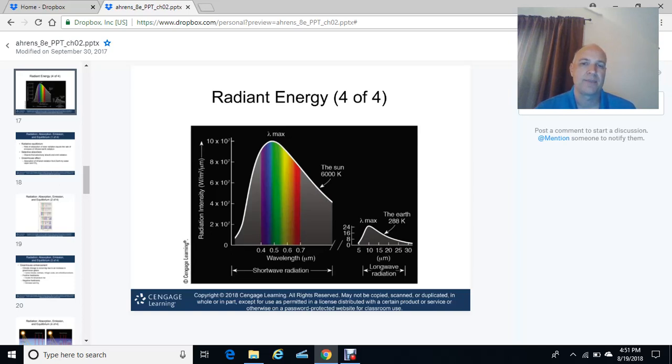Okay? This is just showing you the wavelength. It's going to be much shorter for the sun as compared to the Earth because of how hot it is. Remember that the hotter the object is, the higher the frequency, the shorter the wavelength, and also the more energy is emitted. Okay, so there's a big difference here between the long wave radiation which the Earth emits on the right and the short wave radiation that the sun emits on the left.